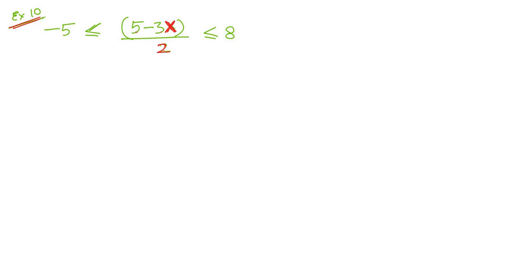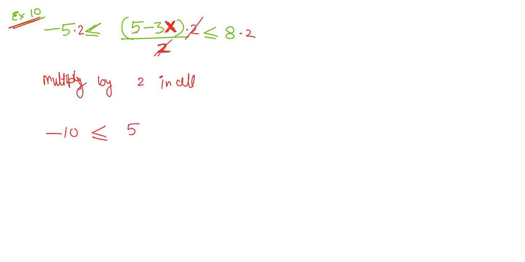First of all, we will get rid of 2. So how to get rid of 2? Can we multiply by 2 in all? Everywhere multiply by 2. Okay? So I am showing you in this step only. Multiply by 2, multiply by 2, multiply by 2. So what will we get here? Minus 10 more than or equal to. If this is multiplied by 2, see it carefully. This and this cancel. Okay. So we will get 5 minus 3x less than or equal to 16.